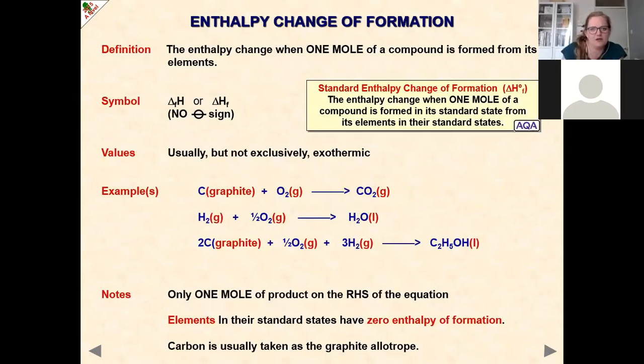So, enthalpy change of formation. The enthalpy change when 1 mole of a compound is formed from its elements. This is what we started to talk about, linking it with Hess's law. The standard enthalpy change of formation, that's our delta H f, is the enthalpy change when 1 mole of a compound is formed in its standard state from its elements in their standard state. So it's all about that standard state again. We want to keep all of those standard states controlled. We can show it as delta f H, or delta H f is our symbol.